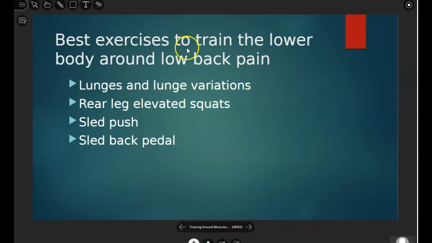So what are the best exercises to train the lower body around low back pain? I think these are some really great options. Lunges and lunge variations, again, because they're not putting that much stress on the low back. We're doing things like rear leg elevated squats. I also think sled exercises are going to be great too, because you have really no spinal loading in those instances.